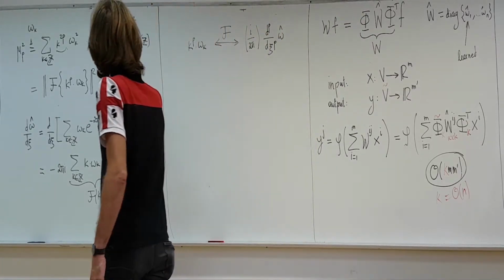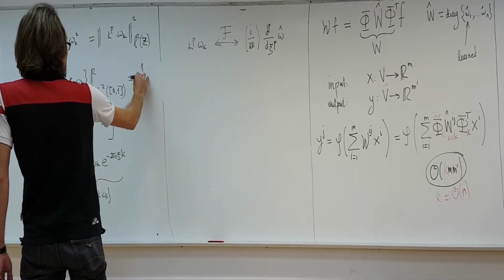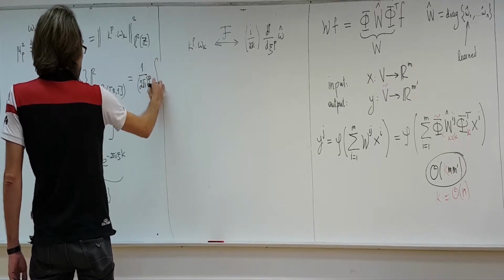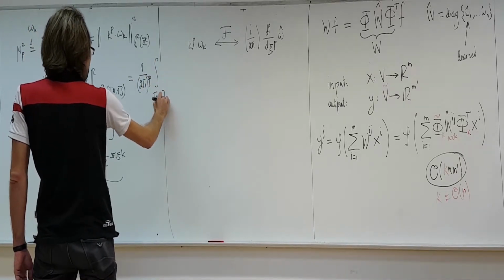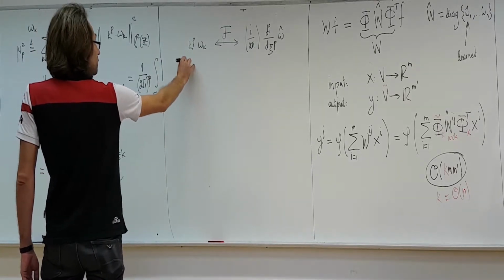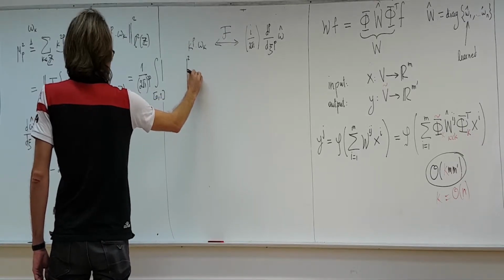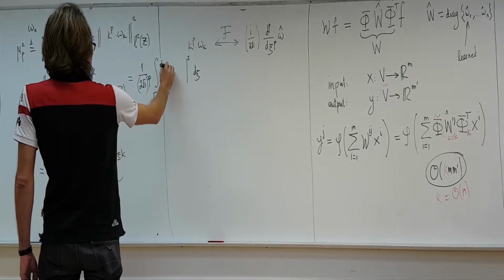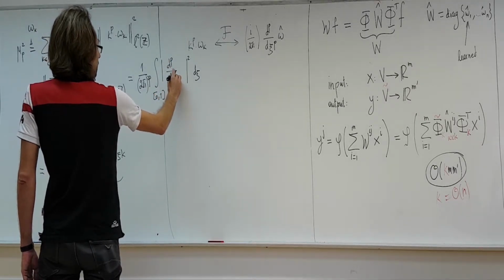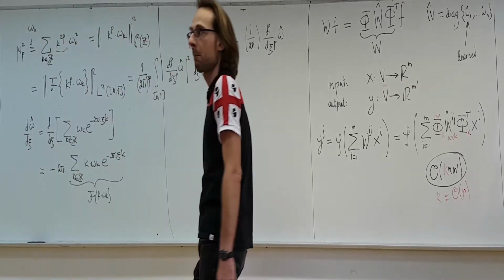What I can write, I can immediately write this identity here. It will be 1 over 2 pi to the power 2p, integral over the absolute value of the derivative squared, of course, d psi, the p-th derivative of the Fourier transform. Okay? Make sense?